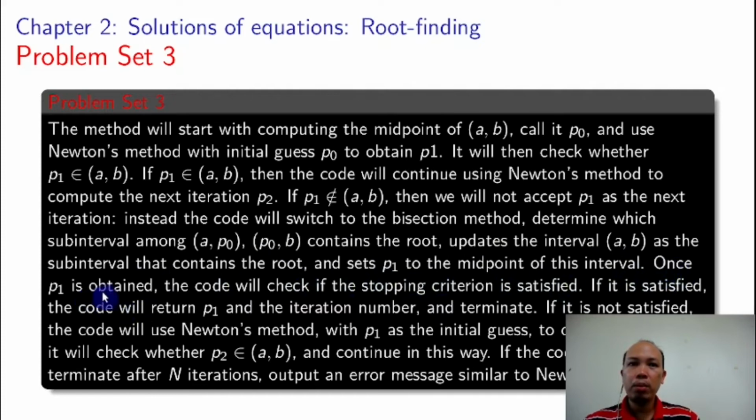Once P1 is obtained, the code will check if the stopping criterion is satisfied. So you will put the stopping criterion just like in Newton's method. If it is satisfied, the code will return P1 and the iteration number and terminate. If it is not satisfied, the code will use Newton's method with P1 as the new initial guess to compute P2. And it will check whether P2 is an element of this interval and continue in this way. If the code does not terminate after n iterations, output an error similar to Newton's method.